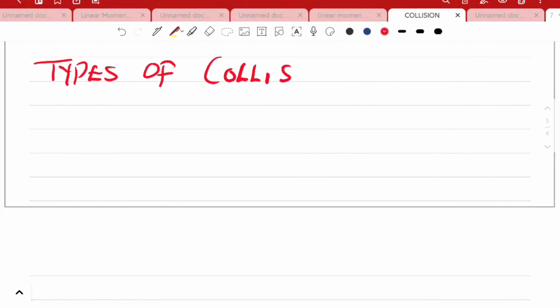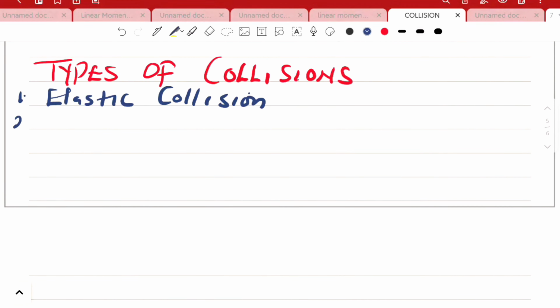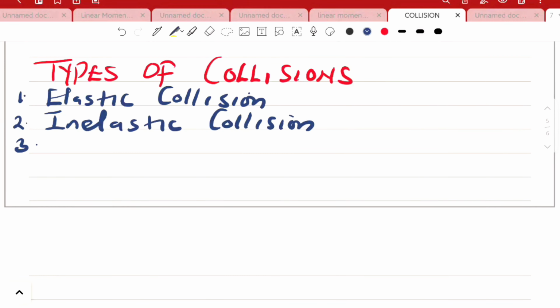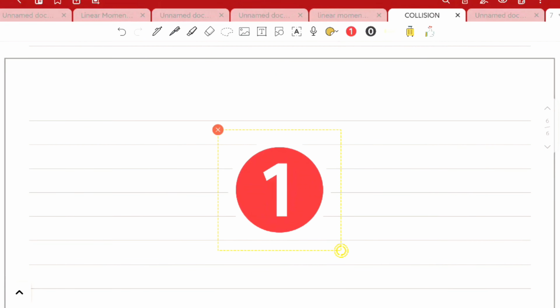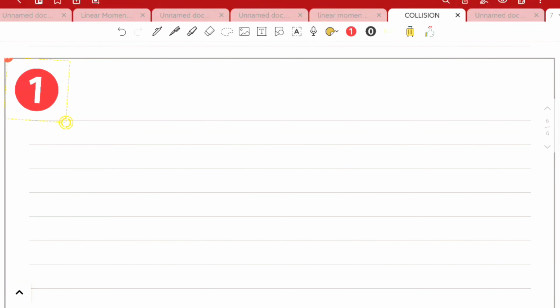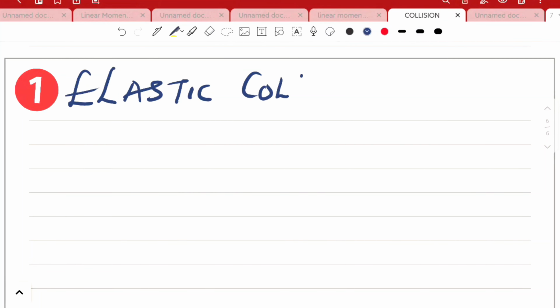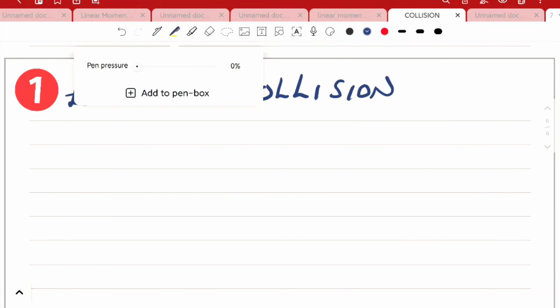So, what are the types of collision? Number 1, we have elastic collision. Number 2, we have inelastic collision. And number 3, we have perfectly inelastic collision. Please note that some textbooks can capture number 3 and number 2 together as one. Is that clear? So let's pick the first one, elastic collision.